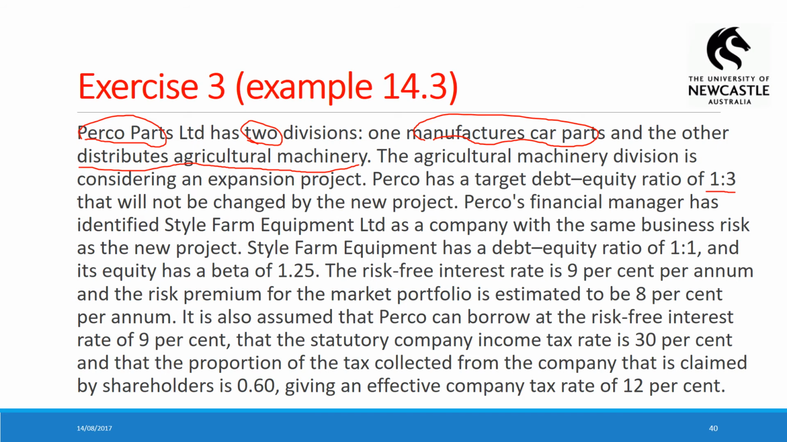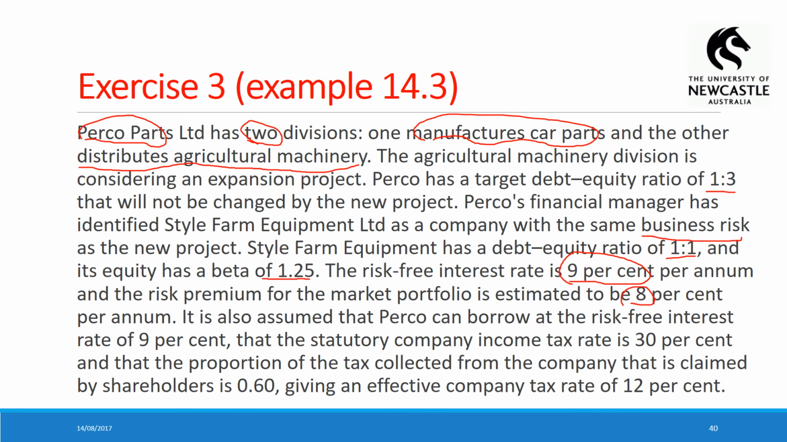We also identify a competitor that has the same business risk as the new project. So this is our pure play competitor. This competitor has a different capital structure. We also know the equity beta of this competitor. We are also given the information about the risk-free rates. We know something about market premium as well.